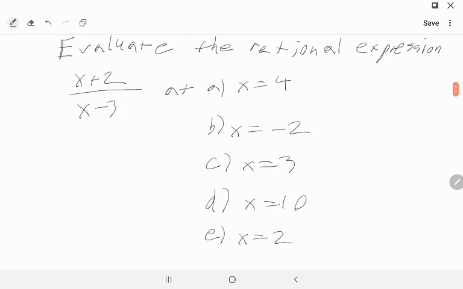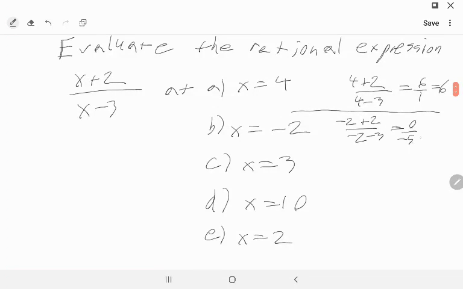We notice that at x equals 4, we're going to get 4 plus 2 divided by 4 minus 3, which gives us 6 divided by 1, which is 6. At negative 2, we're going to get negative 2 plus 2 divided by negative 2 minus 3, which is 0 divided by negative 5, which is 0. And so you notice the numerator being 0 causes no trouble. We can let the numerator be 0 as much as we like.